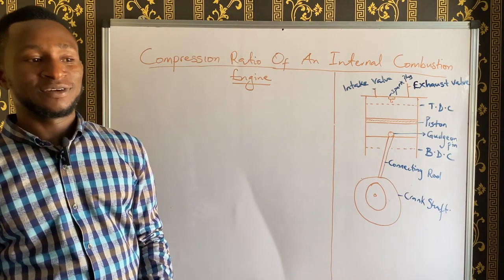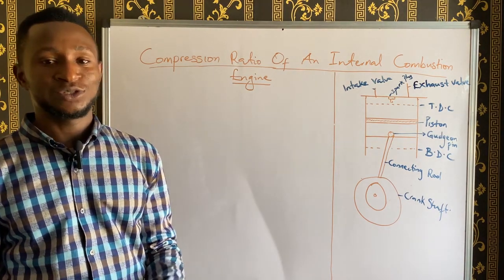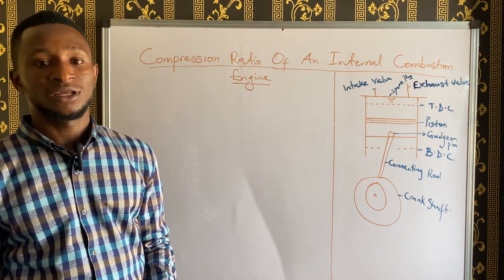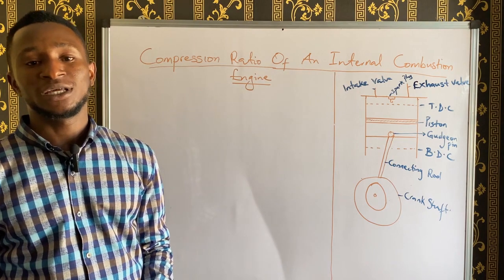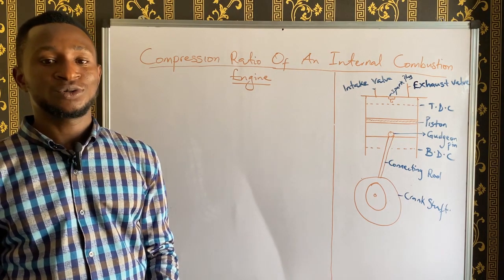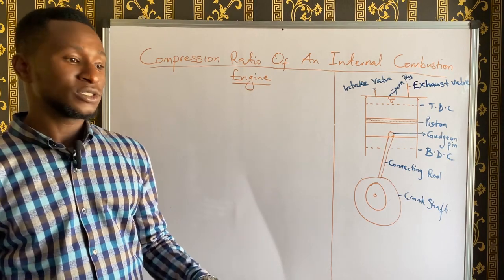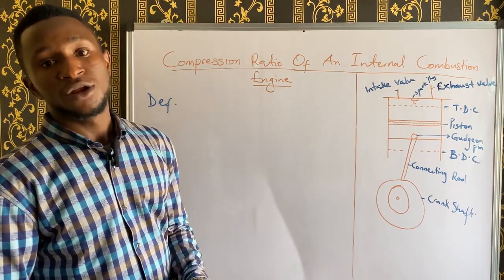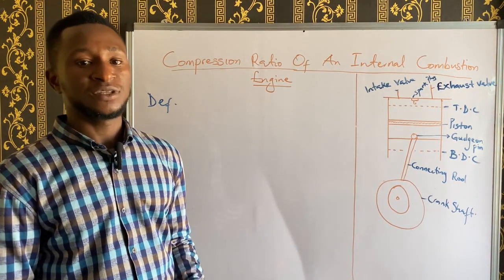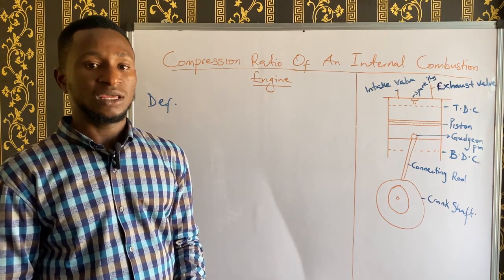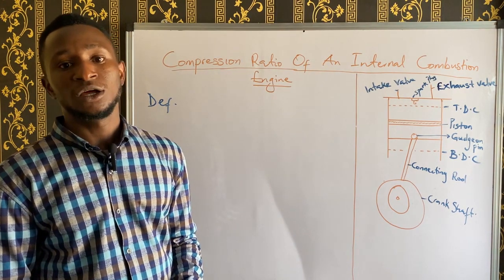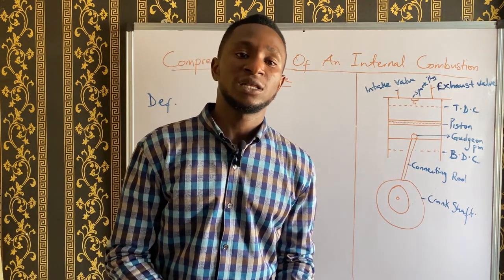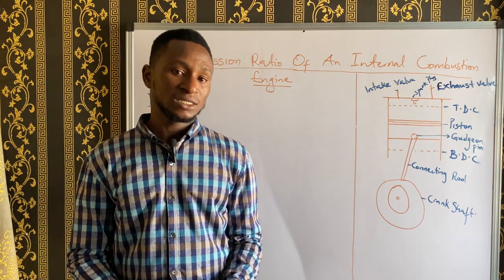Compression ratio of an internal combustion engine. In today's class, we'll be considering the definition, associated terms, derivation of the compression ratio formula, and also we'll be looking into some solved examples. Now, coming to the definition, compression ratio is said to be the volume of the cylinder when the piston is at BDC, bottom dead center, to the clearance volume when the piston is at TDC, top dead center.